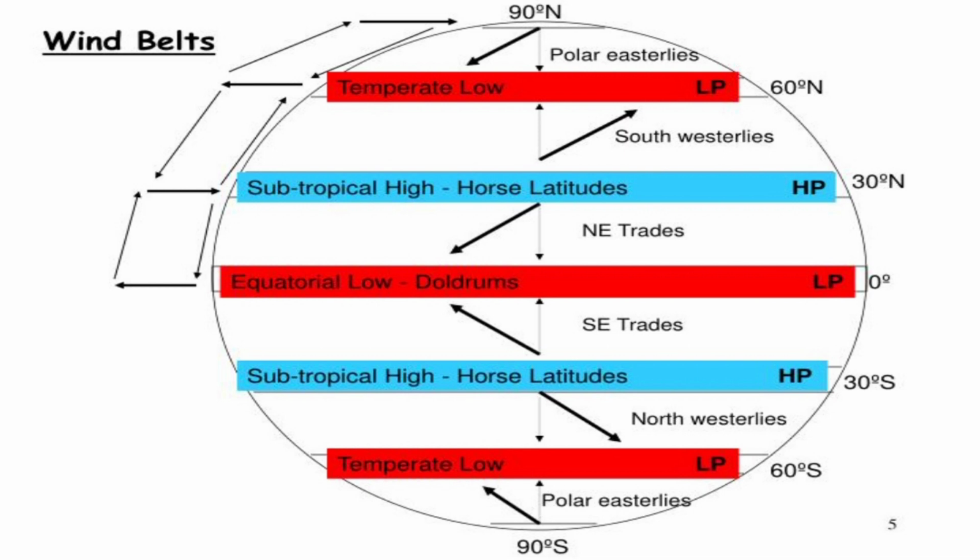Now, the wind belts. The trade winds are the surface winds of the Hadley cells as they move from the horse latitudes to the doldrums. In the northern hemisphere, they are the northeast trades, and in the southern hemisphere, the southeast trades.